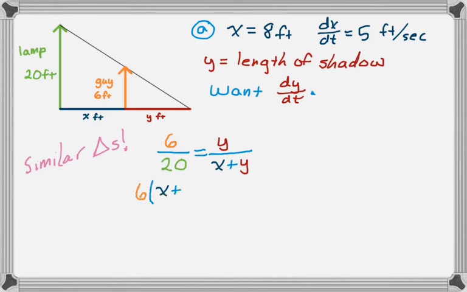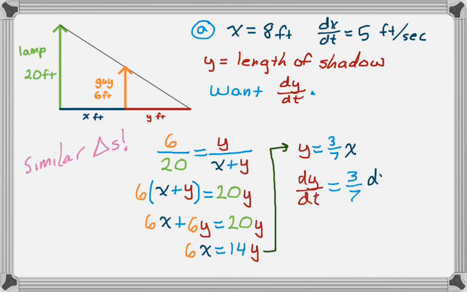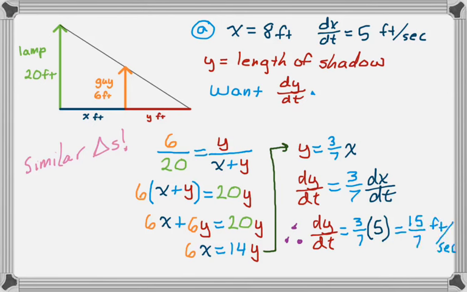Now we're going to algebra. So cross multiply, and then distribute, and then bring everything to one side. And then I'm going to solve for y because I want to find dy/dt. And now I'm going to take the derivative of both sides with respect to t. So dy/dt is 3/7 of dx/dt. I'm told in the problem that dx/dt is 5. And also notice that this derivative has nothing to do with the actual current value of x, which is why it's independent of that. So dy/dt works out to 3/7 of 5, which is 15/7 feet per second.